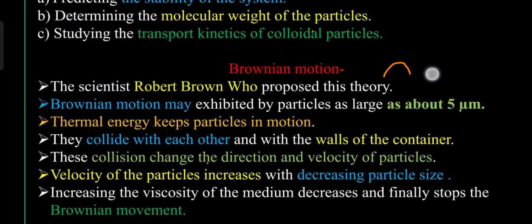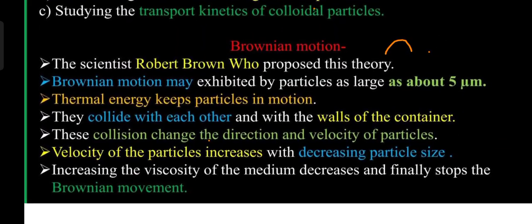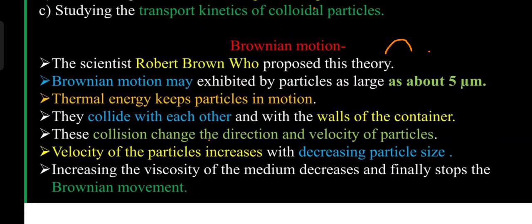First of all, the particle size is important: as large as about 5 micrometers. Not every particle will show Brownian motion; there should be some condition. The scientist Robert Brown first proposed this theory, and Brownian motion may be exhibited by particles in a size range like 5 micrometers. That is the first point.